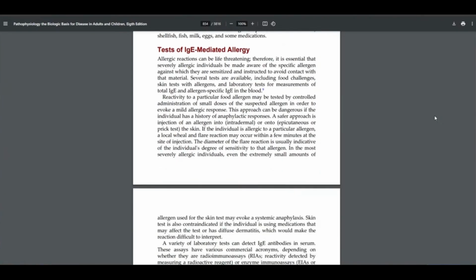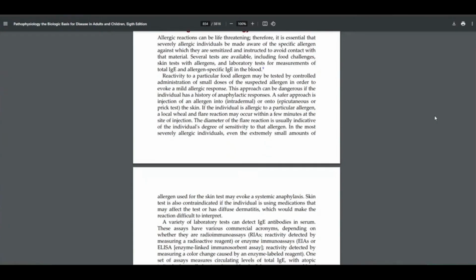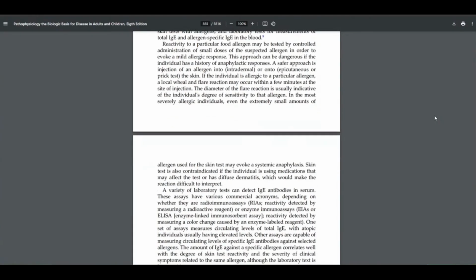Tests of IgE-mediated allergy. Allergic reactions can be life-threatening. Therefore, it is essential that severely allergic individuals be made aware of their specific allergens, against which they are sensitized, and instructed to avoid contact with that material. Several tests are available, including food challenges, skin tests with allergens, and laboratory tests for measurements of total IgE and allergen-specific IgE in the blood.